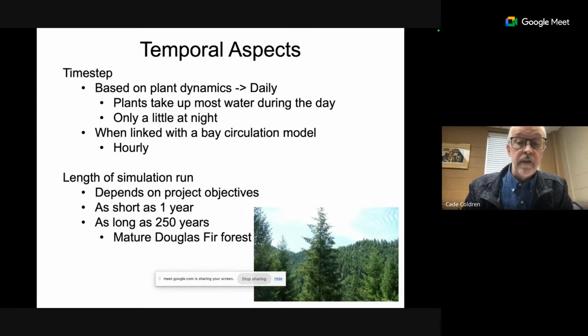And then the length of the simulation run, obviously it depends on the project objectives. We've done some as short as 1 year. The longest we've ever done is 250 years, where we were tasked with simulating the establishment of a mature Doug-fir forest from bare ground conditions.